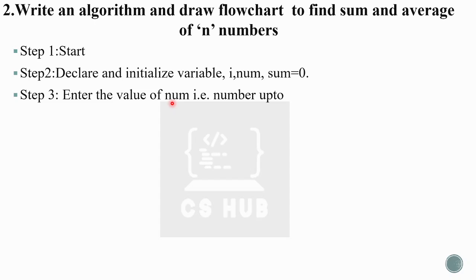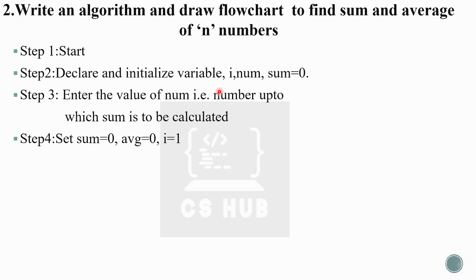We have to read the number of how many numbers need to be added. Okay. So enter the value of num. Num is the variable, that is the number up to which sum is to be calculated. If we give 5 in place of num, then we need to find out 1 plus 2 plus 3 plus 4 plus 5. That's the logic.